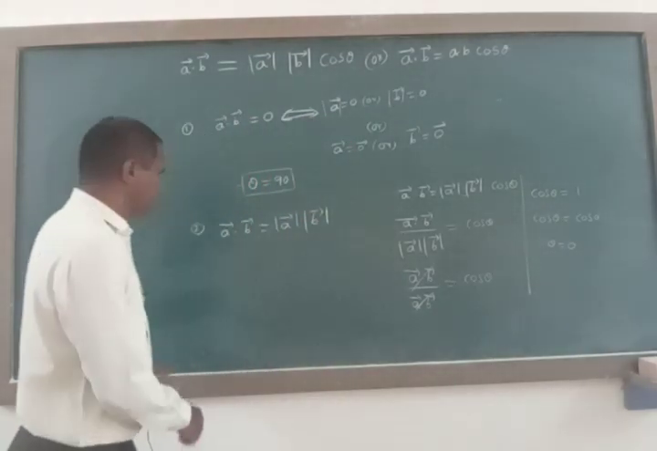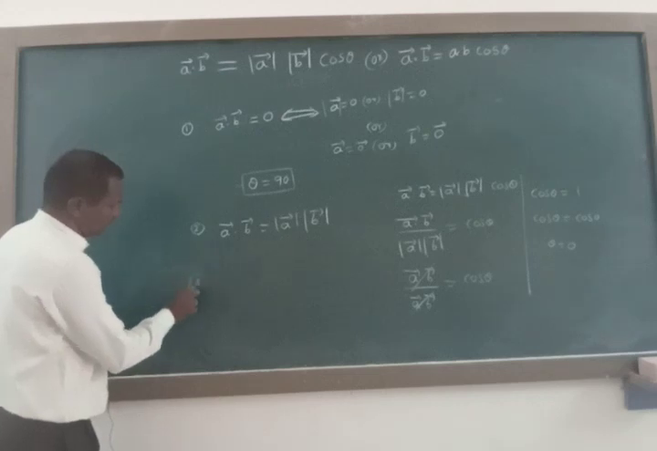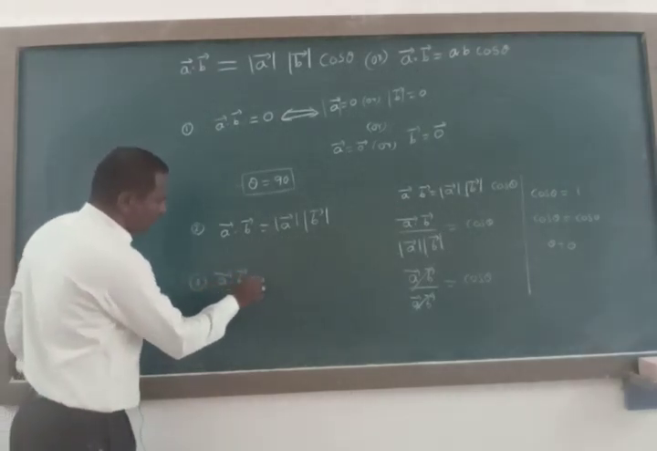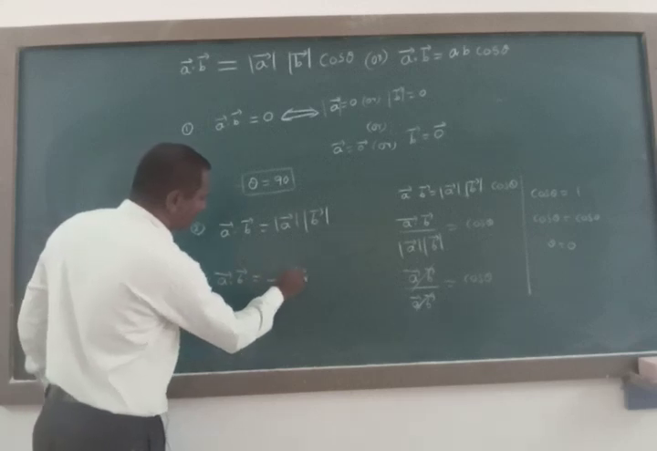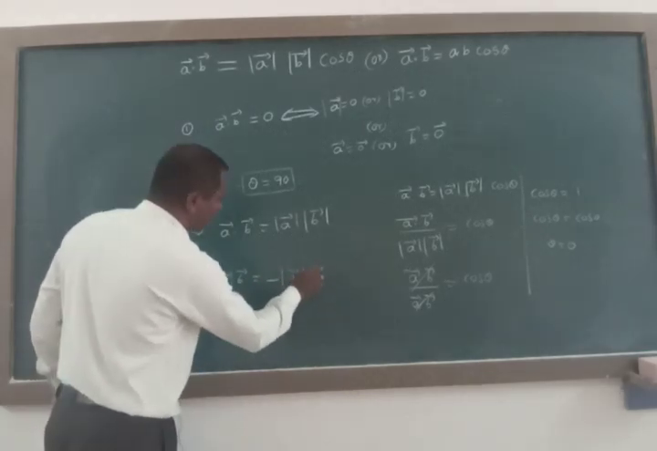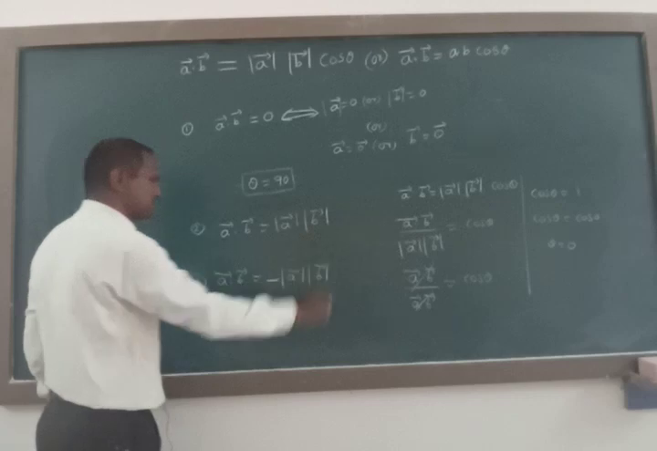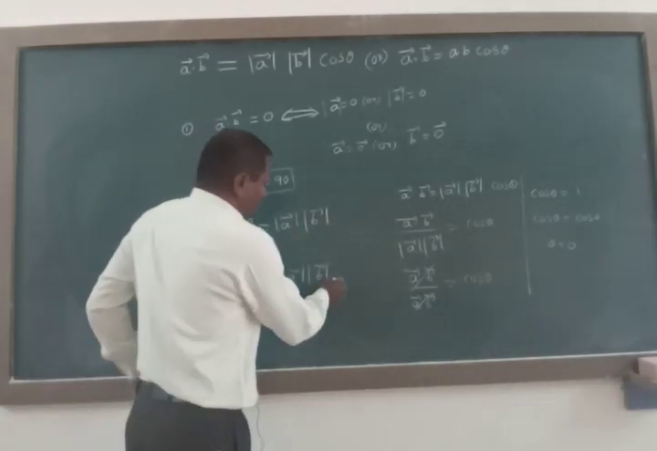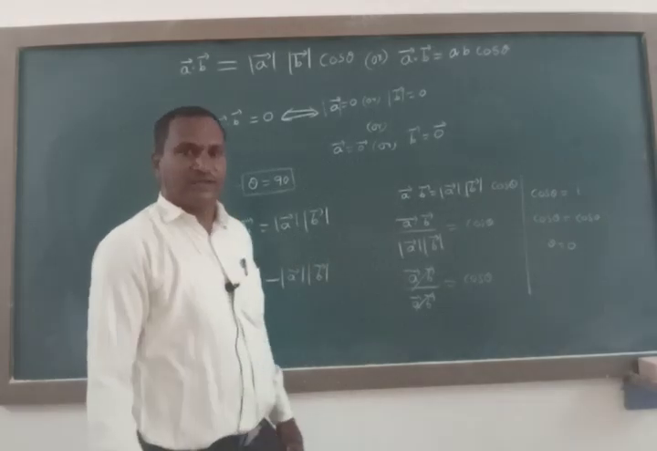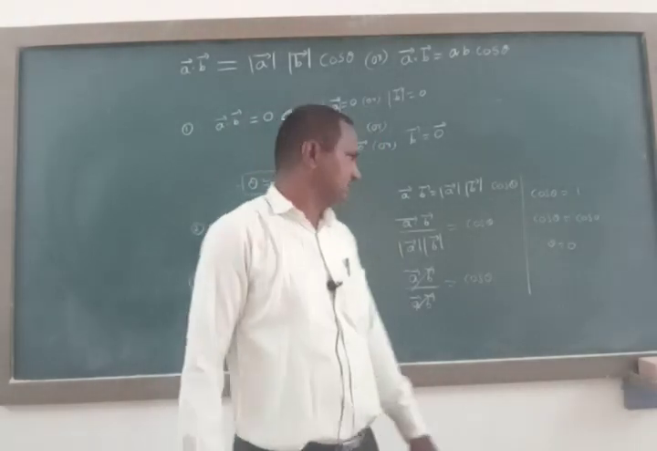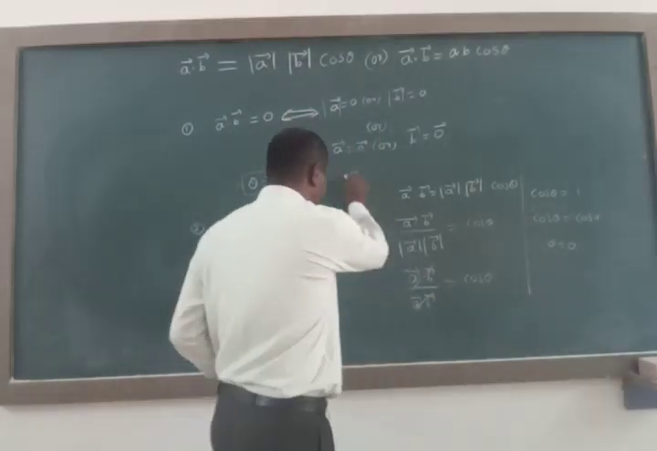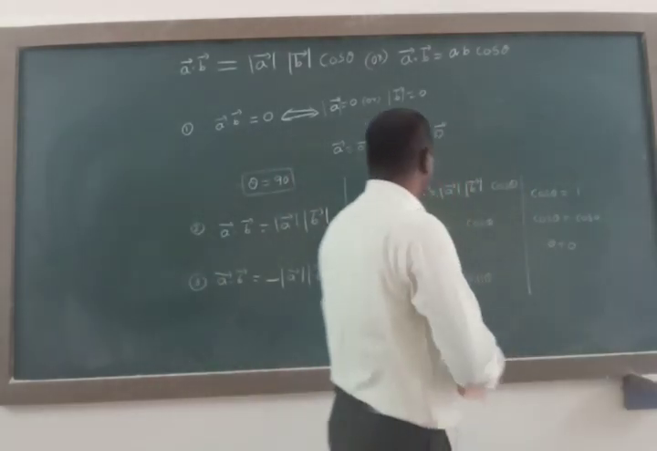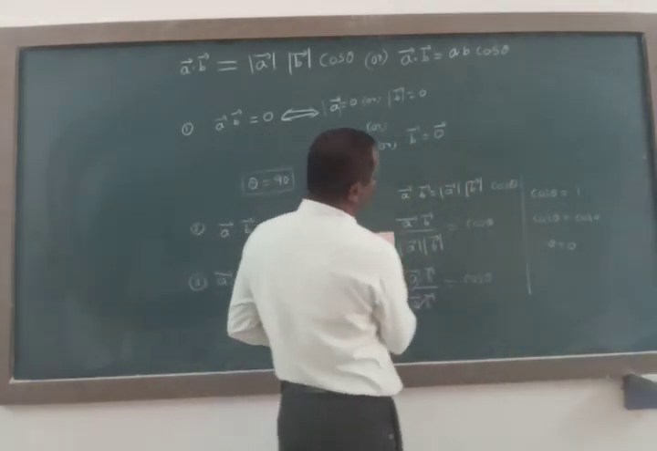Next, the third one is a bar dot b bar is equal to minus of magnitude of a bar and magnitude of b bar, like this. In this case, the angle between the two vectors is 180 degree. How? The same proof I have written here also. See, with proof I will tell you how we get 180 degree here.